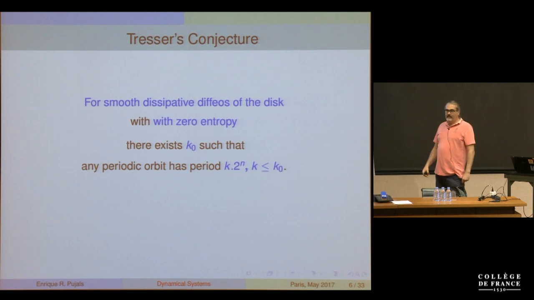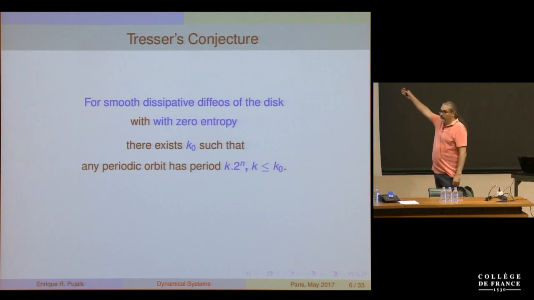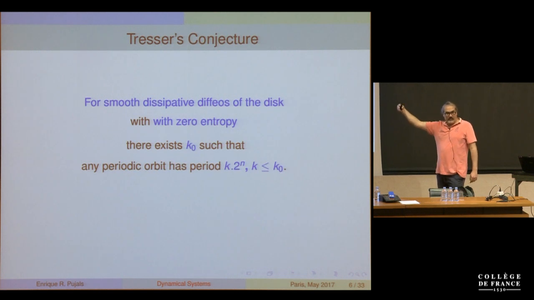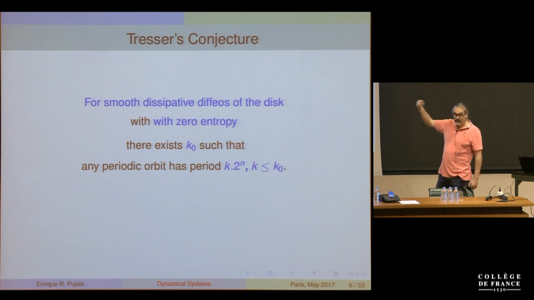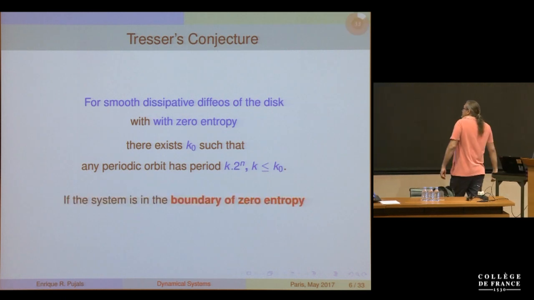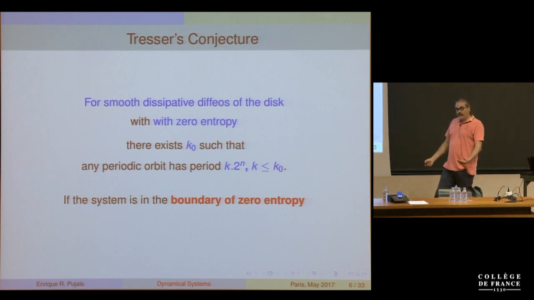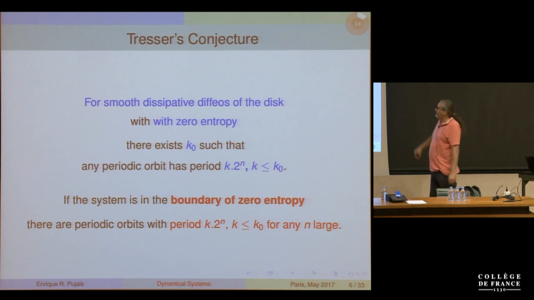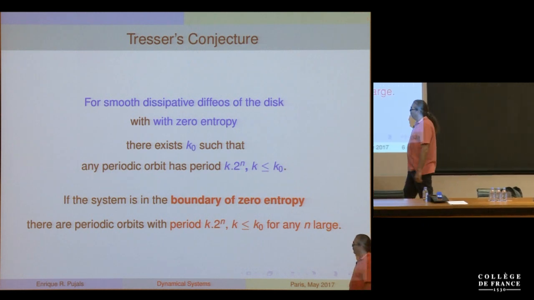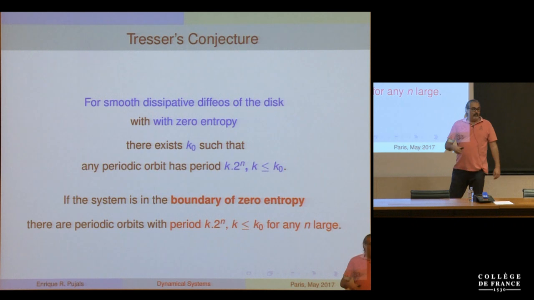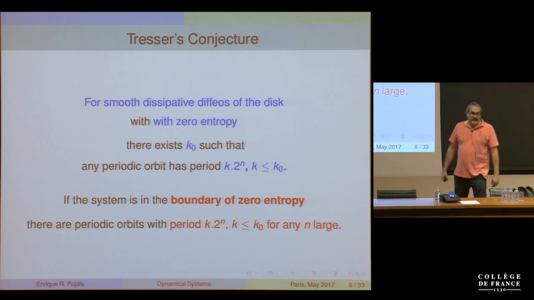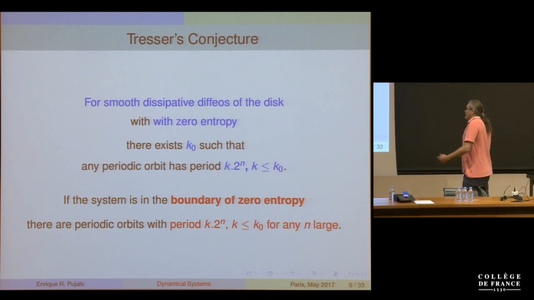Okay, so it's like after a factor of a bounded k0, you have the same picture that you have in one-dimensional dynamics. It's kind of the same result of Sharkovsky you want. And if the system is in the boundary of zero entropy, you could say more. You have periodic points of all periods. So this means that you have a whole cascade of points of period k multiplied by 2 to the n, for n large. Okay? With again k bounded.